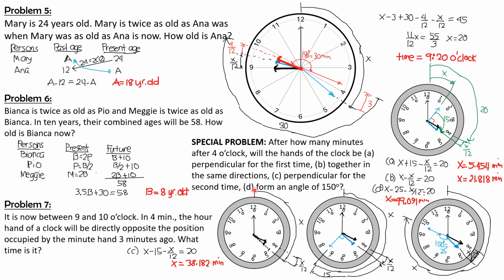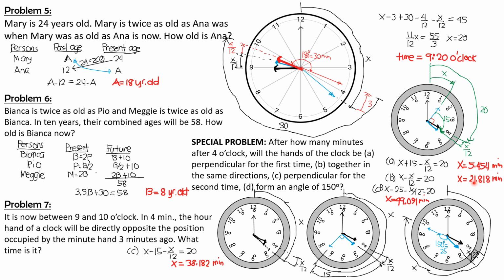So from the initial position of the minute hand to its final position, x; initial position of the hour hand to its final position, x over 12. So from the figure, x minus x over 12, it terminates again at 4, so equals 20. X minus x over 12 equals 20. Solving for x, x is 21.8181818. So it is again repeating non-terminating decimals. So take note of that.